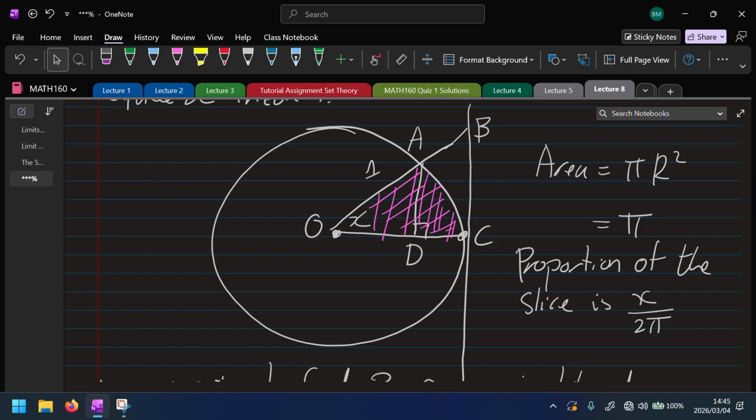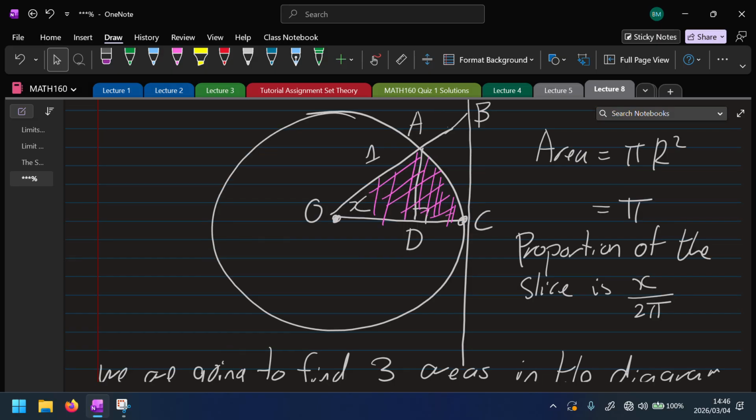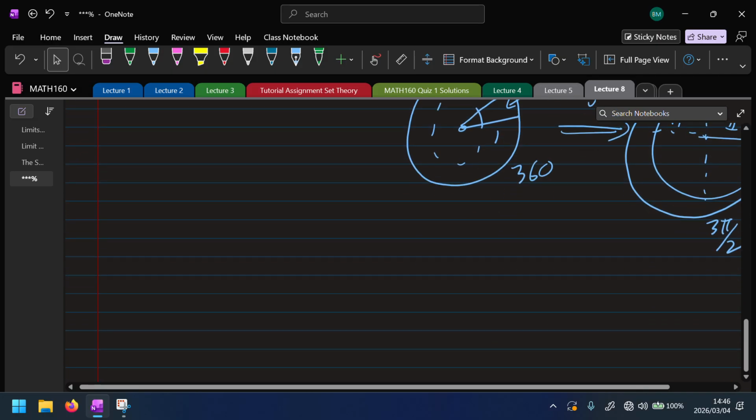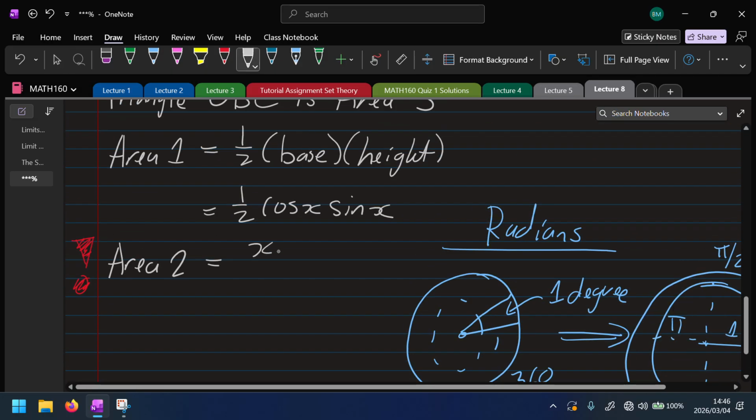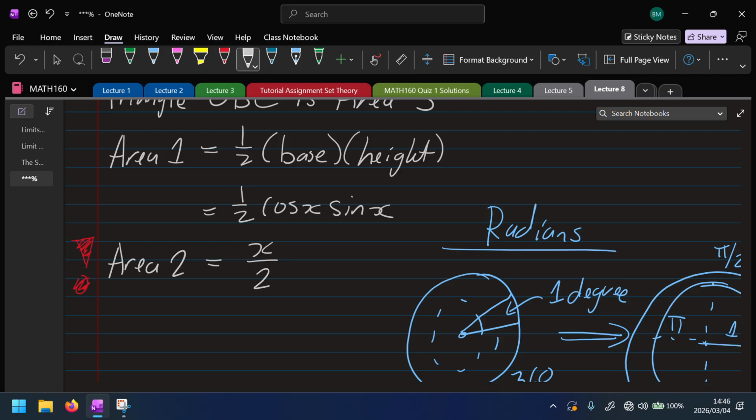Fraction. You get your Debonairs pizza. There's 8 slices. I take 1 slice. What proportion is it? 1/8. I have 2 pi slices. I take x. What's the proportion? X over 2 pi. It's fractions of a pizza. Yeah. Okay, so area 2 is x over 2. I hope everyone followed that pizza analogy there.